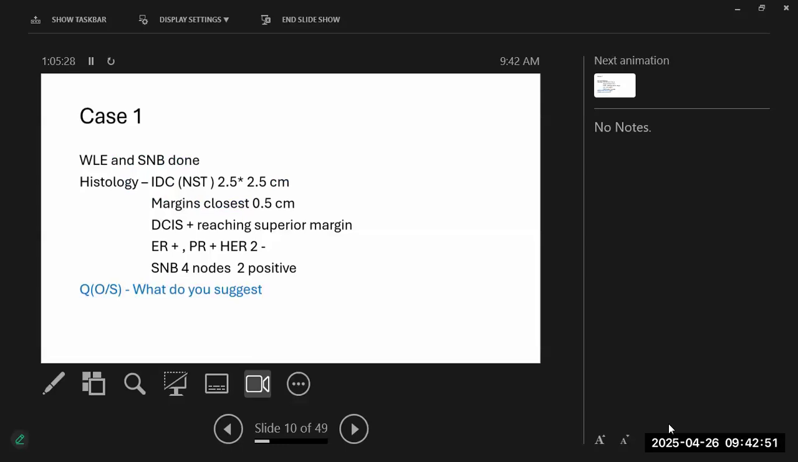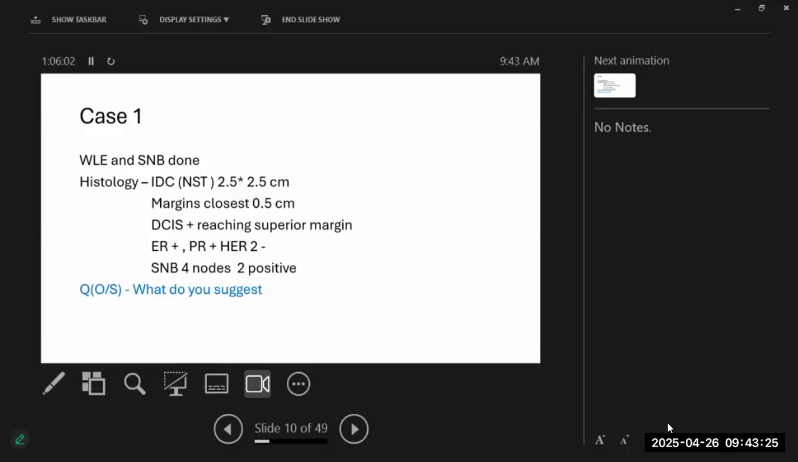So from the oncologists and the surgeons, what would you suggest in this situation? And what are the expected margins for breast cancers? Yeah, the expected margin for invasive cancer is 1 millimeter. For DCIS it is 2 millimeters. So here the DCIS part is reaching the margin, so it can be considered a margin positive resection. And also 2 out of 4 nodes are positive. So those are the 2 problems in this patient's report.